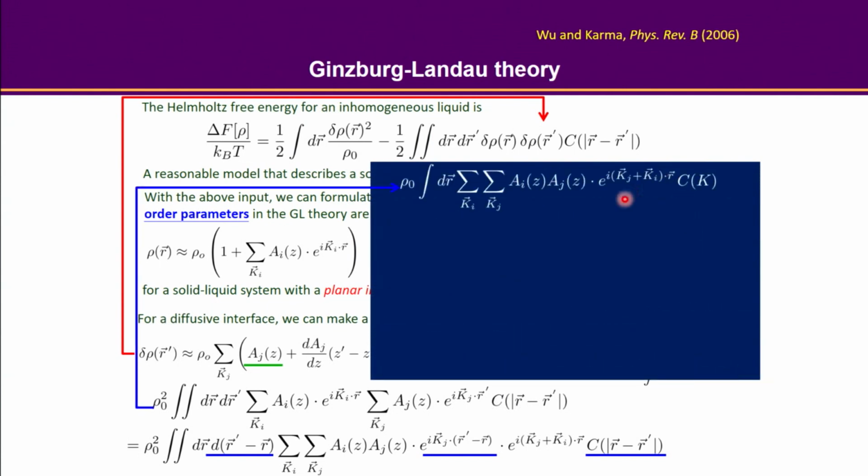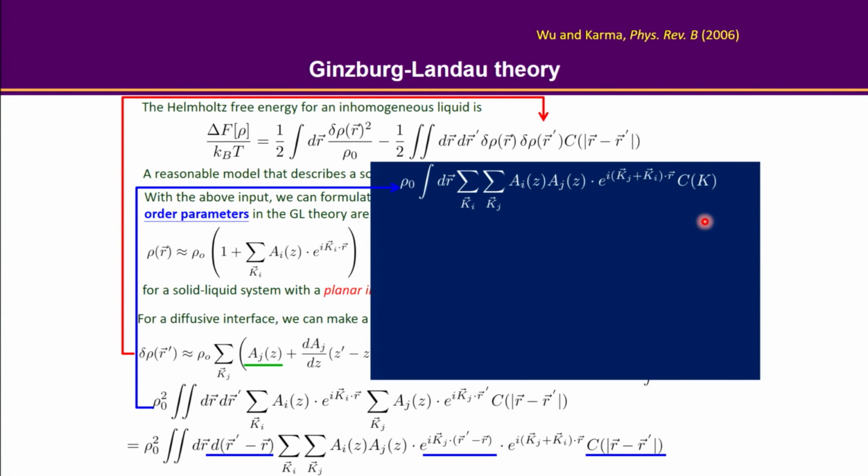All right, and I just copy the rest of the stuff. I still have to integrate over the space R, right? And the double summation, I copy from here. And I have a_i, a_j, they are all functions of z, but not z prime, because we get that from the Taylor expansion. And also this nice exponential i times (K_i plus K_j) dot R times c(K).